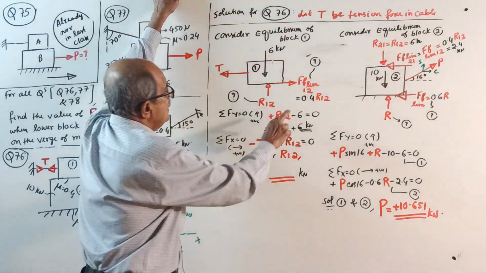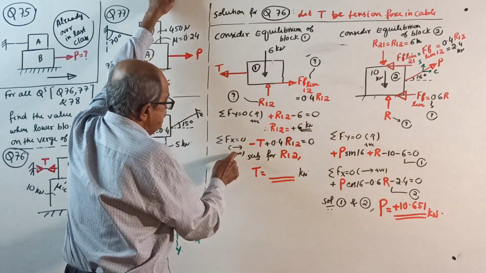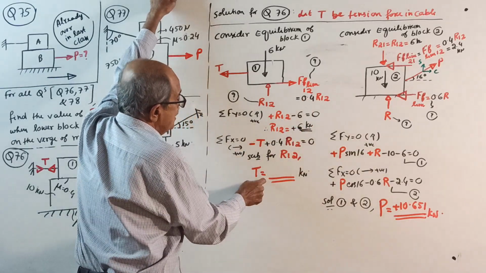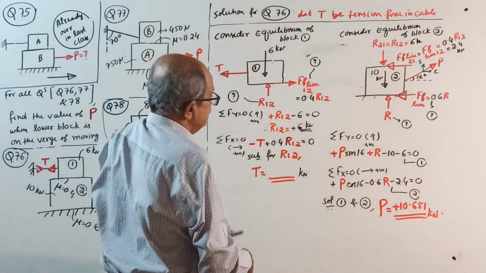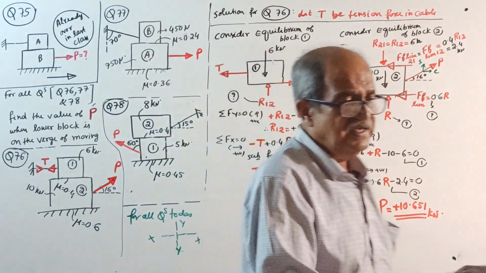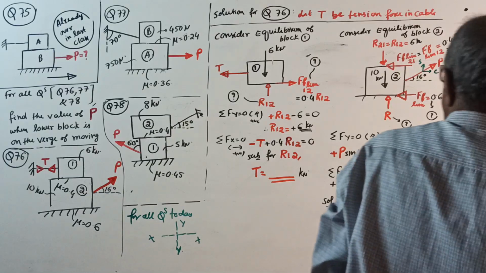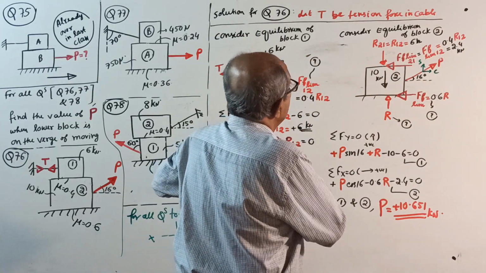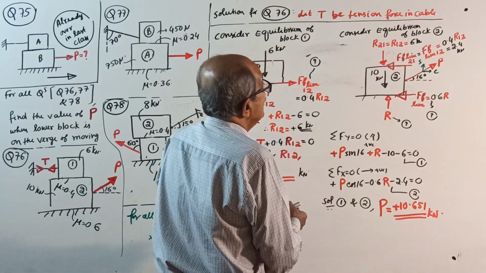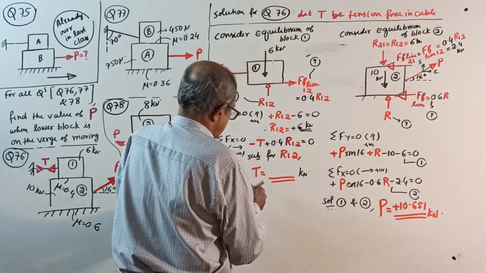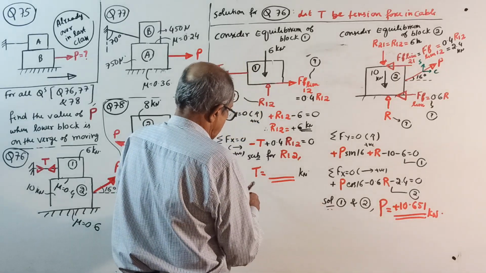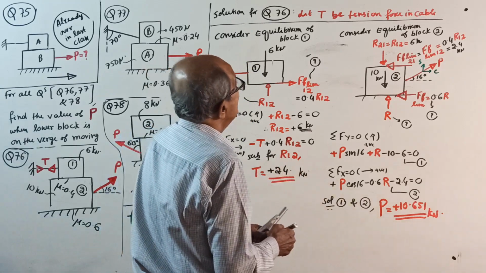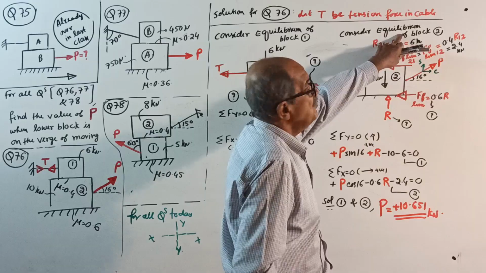Okay. 0.4 R12. Now substitute R12, how much did you get? 6 kilonewton. You get the tension. Tension will come. I need not calculate the tension, it is not required. But okay, I calculate: 0.4 times 6, not 2.4. Why do I want to calculate that one? 2.4 kilonewton. See, it is plus 2.4 kilonewton. Okay. Over. Now consider equilibrium of block 2.